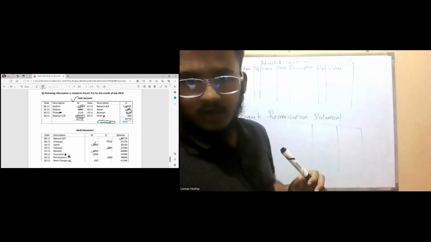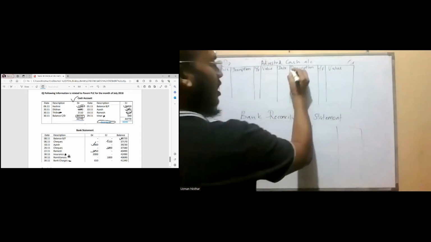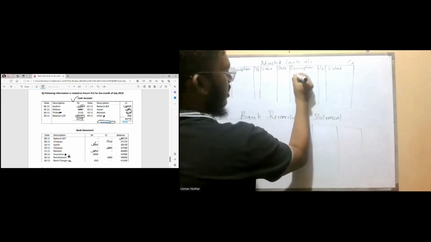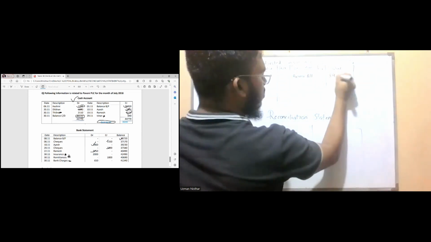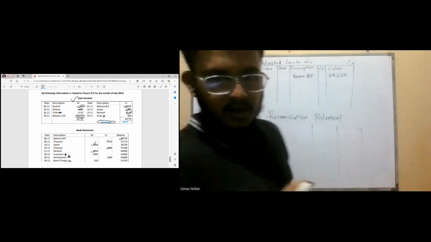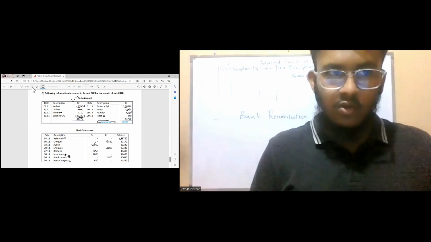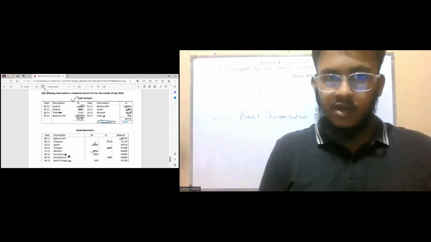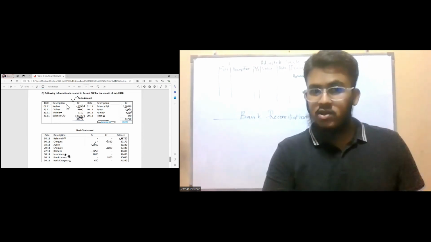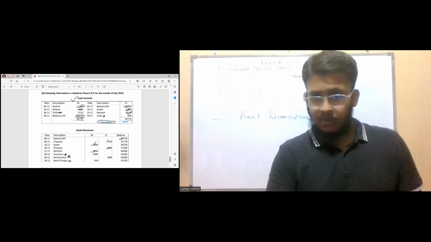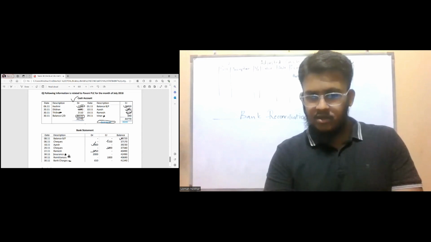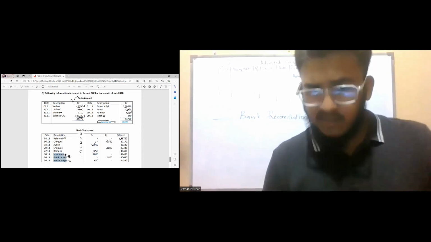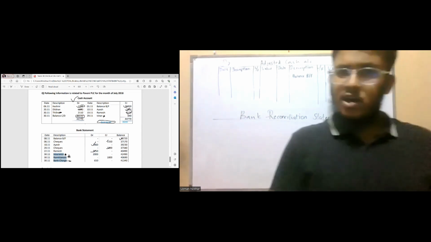Balance brought forward amount 39,220, and we write balance brought forward 39,220 here. And then what are the transactions? Now we should look at what transactions have not been recorded in the cash account. So we mark these three transactions: insurance, remittances, and bank charges. These three transactions are not recorded in the cash account.